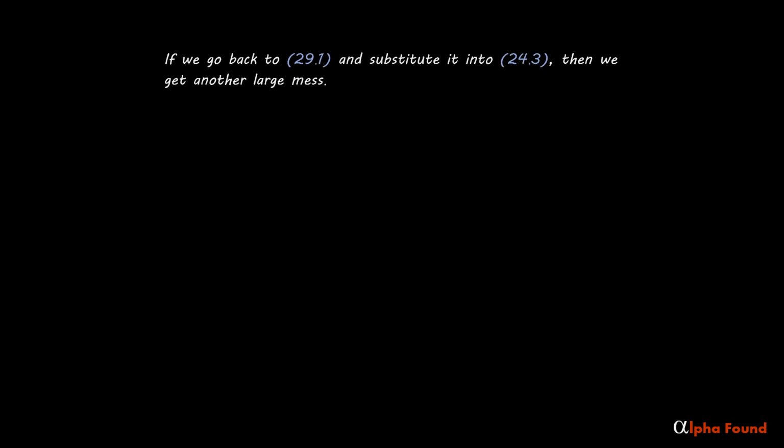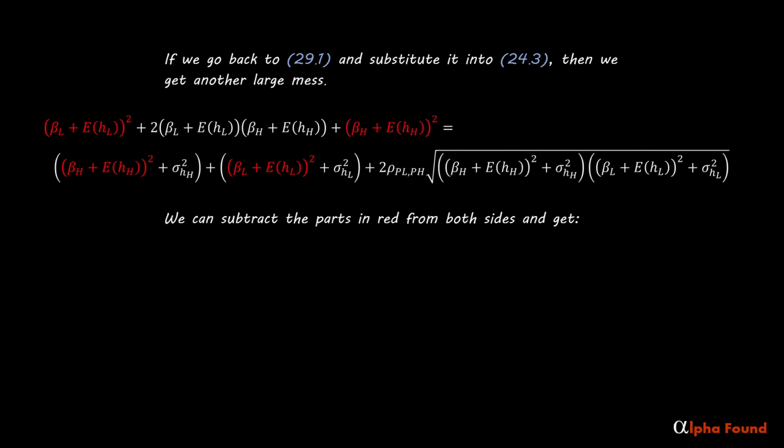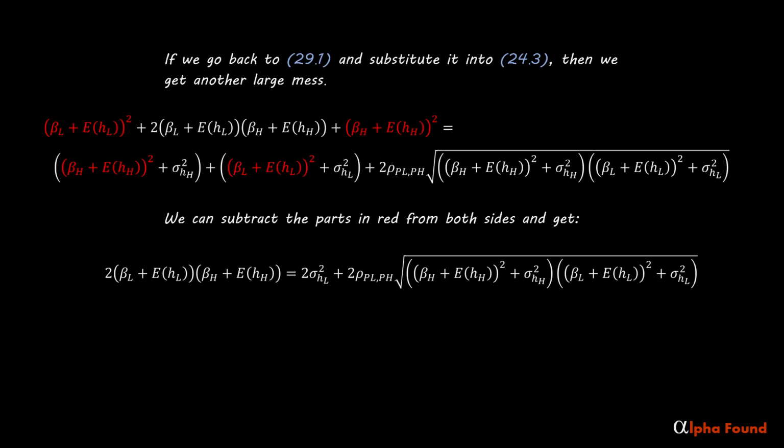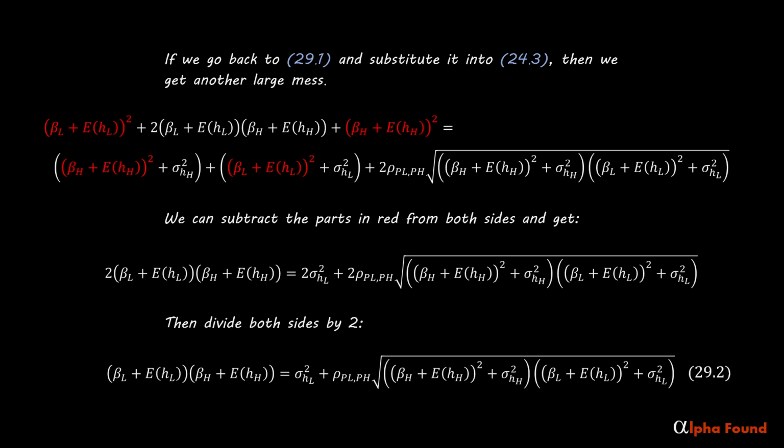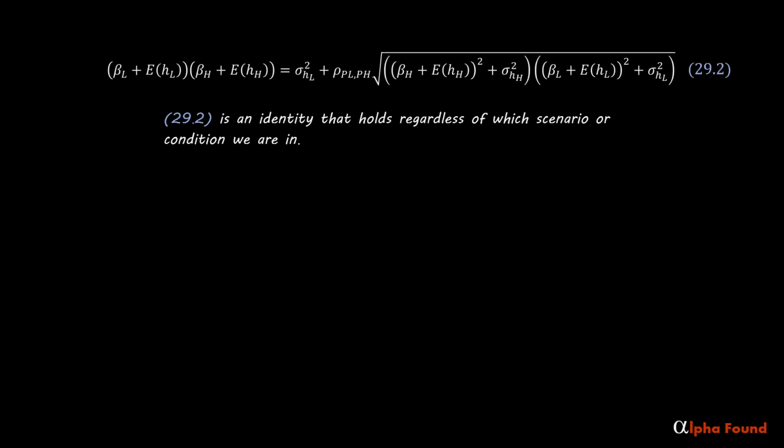If we go back to 29.1 and substitute it into 24.3, then we get another large mess. We can subtract the parts in red from both sides and get, then divide both sides by 2. 29.2 is an identity that holds regardless of which scenario or condition we are in. To find out what it means, we'll require some algebra and an example.